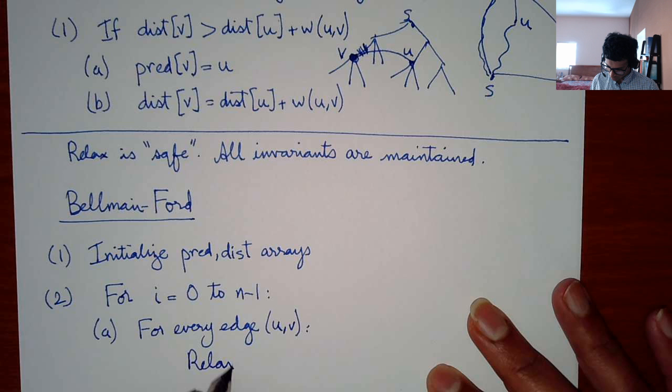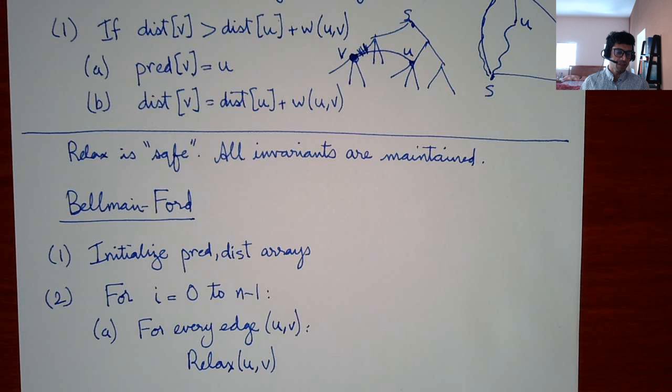So all it does is repeat the following process n minus 1 times. It goes through every edge, calls relax once on all edges, then it goes back and does this again, and it just does that n times. And that's the algorithm.